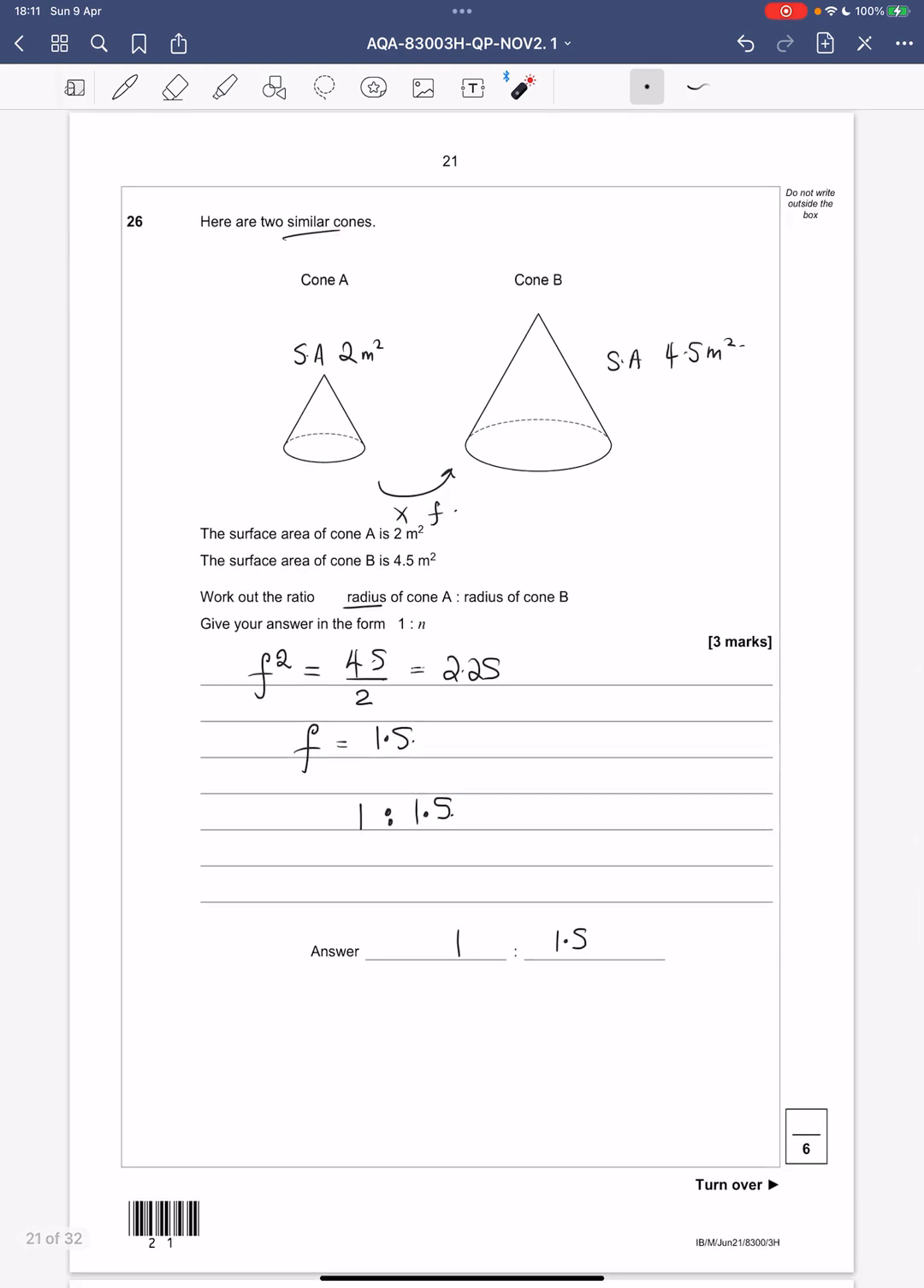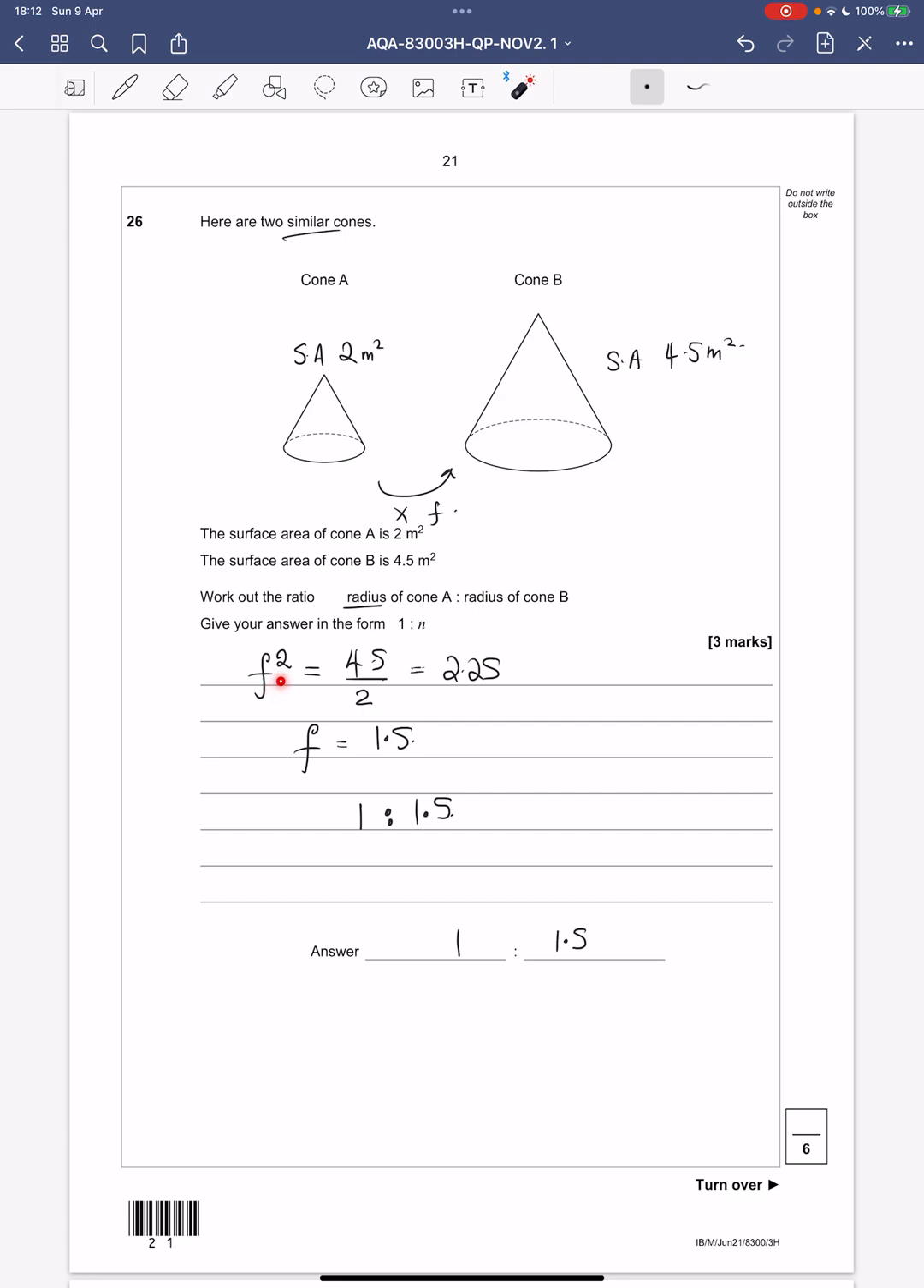Here's two similar cones. That means one's got a scale factor in every direction, base, height. Surface area of A is 2. Surface area of B is 4.5. Work out the ratio of the radius of A to the radius of B.